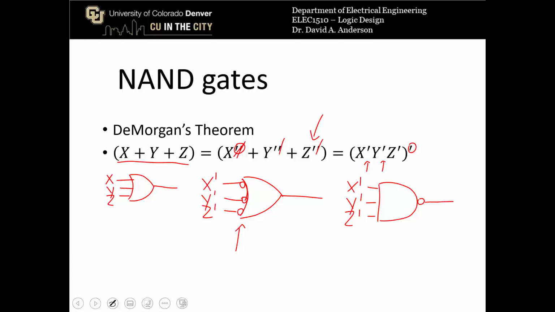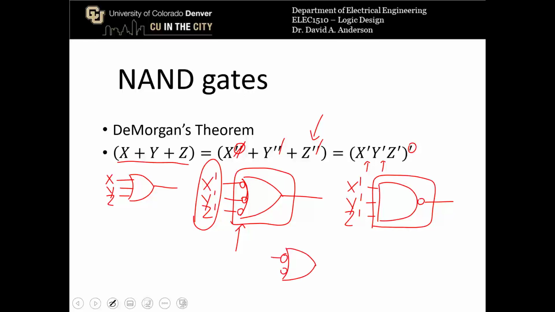And so what you can see here is that x prime, y prime, z prime input to an OR gate with complemented inputs is completely equivalent to a NAND gate. So OR gates with complemented inputs are the exact same thing as a NAND gate. And that will help us to transform logic circuits visually from sum of products type circuits into NAND gate circuits.